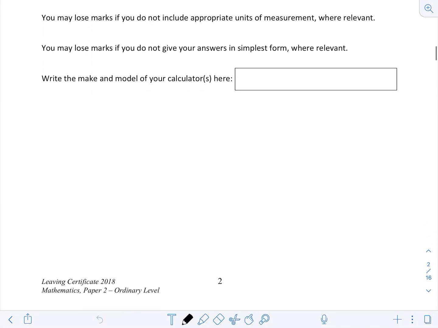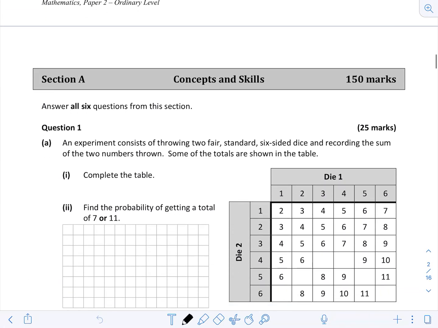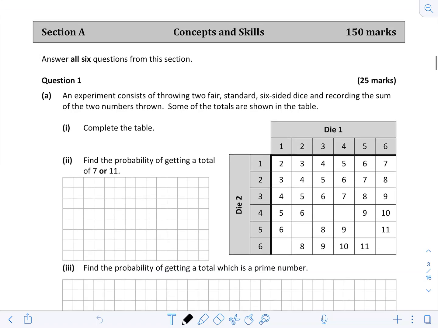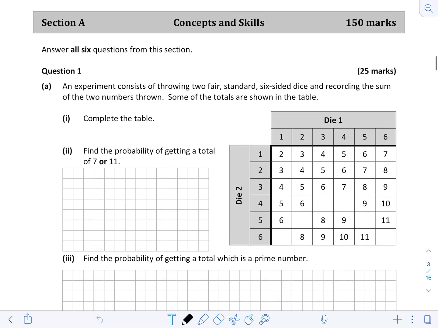Hi, good morning. So we're going to take a look at 2018 paper 2 today, and we're going to take a look at section A first of all. So it looks like we have a probability question facing us here. An experiment consists of throwing two fair standard six-sided dice and recording the sum of the two numbers thrown.